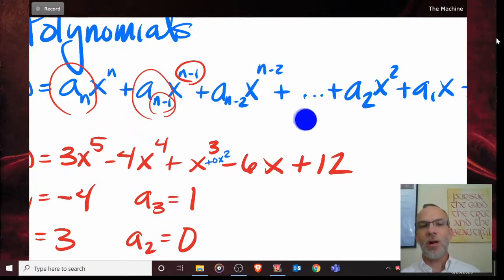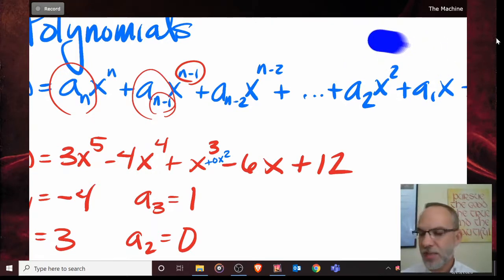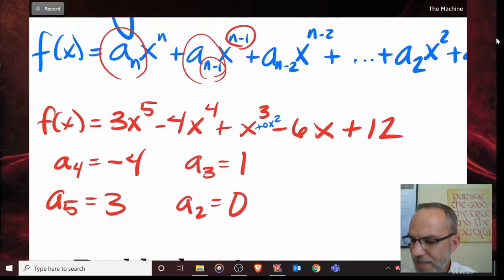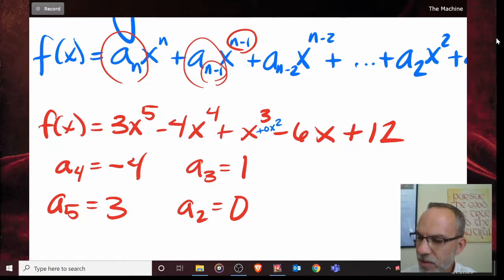Now, we don't know how high it goes, but eventually we get down to x squared, x to the first, and then so forth and so on. So a polynomial is just a function that has as its exponents what you and I would call positive whole numbers, positive integers.